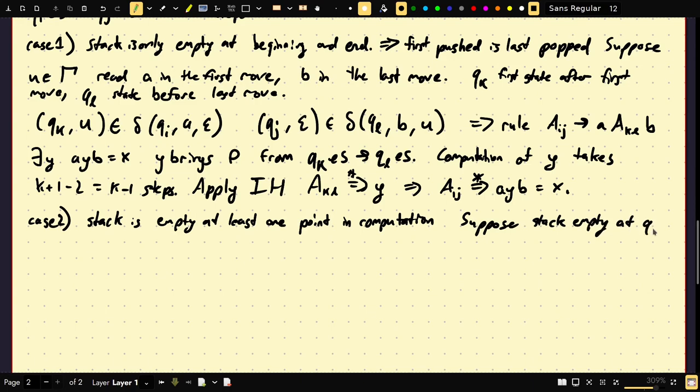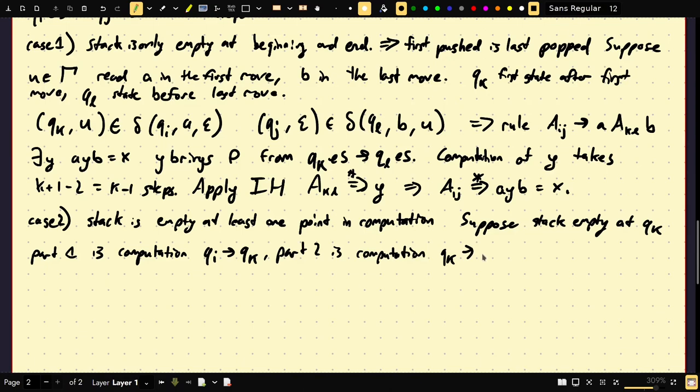and we're at QK. So then we can say part one is the computation from QI to QK, and part two is the computation from QK to QJ. Now, since the whole thing takes k plus one steps, each of these is at most k steps.